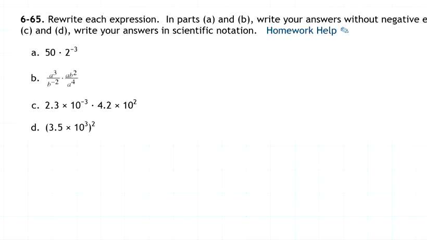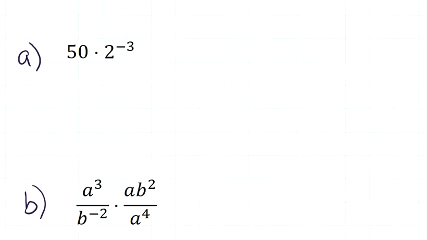Okay, this is super hard to see on the screen, but I'm going to make these much larger in a minute. So it says rewrite each expression. In parts A and B, write your answers without negative exponents. So my answer can't have negative exponents. And then for part C and D, write your answer in scientific notation at the end. So let's go ahead and look at part A.